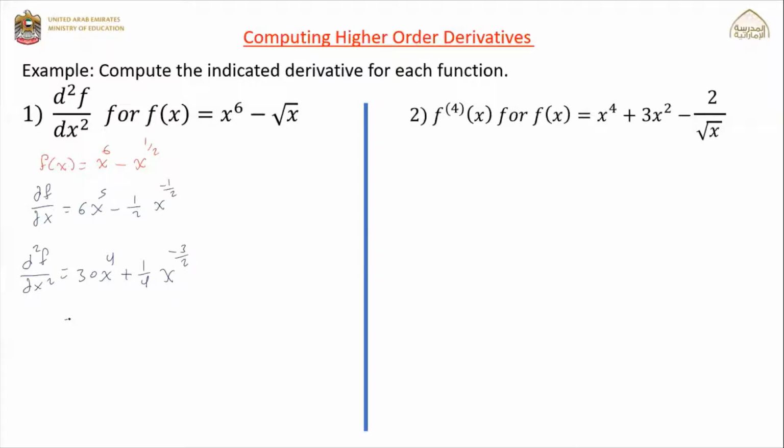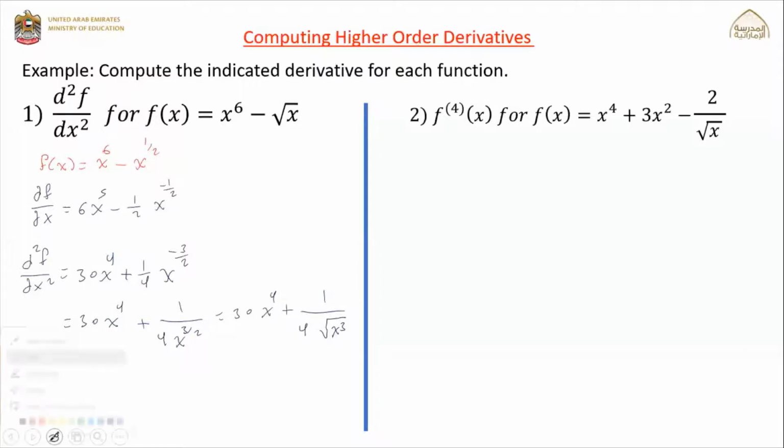Also, I can do some more simplifying: 30x to the power 4 plus 1 over 4x to the power 3 over 2, and x to the power 3 over 2, I can change it again to the radical form. It will be the square root of x cubed.